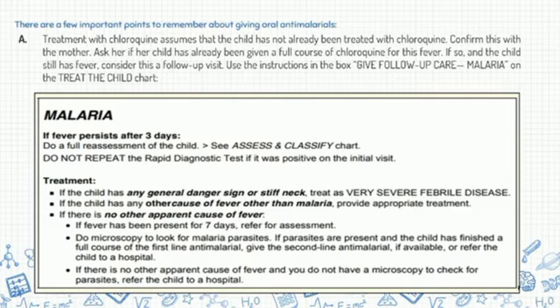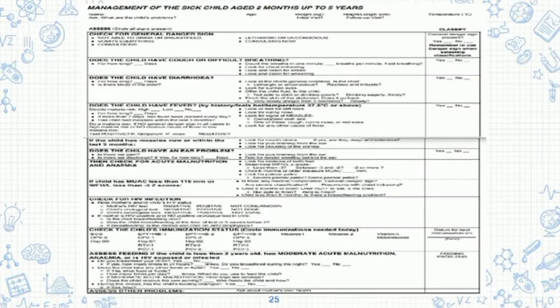So lastly, if there is no other apparent cause of fever and you do not have a microscopy to check for parasites, the child is referred to the hospital. So again, for reference, this is what the assess and classify chart looks like. It is the management of the sick child aged 2 months up to 5 years.